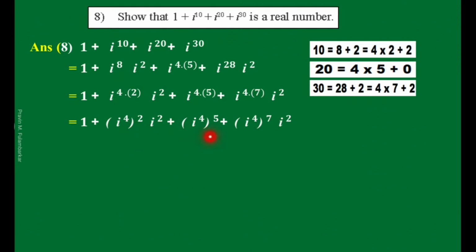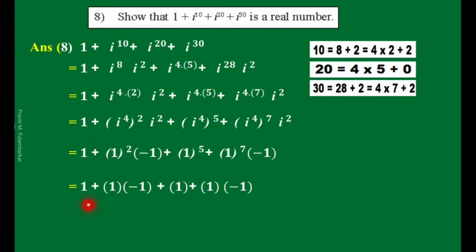So replace i raised to the power 4 in each term as 1 and i square as minus 1. So i raised to the power 4 replaced by 1. This i square we replace by minus 1. Again this i raised to the power 4 we replace by 1, i square we replace by minus 1. Here also i raised to the power 4 we replace by 1. Now 1 raised to the power any number is 1. So we write this 1 as it is, i square as minus 1, so 1 into minus 1. Then 1 raised to the power 5 as 1, so we write 1. 1 raised to the power 7 as 1 and into minus 1 as it is.